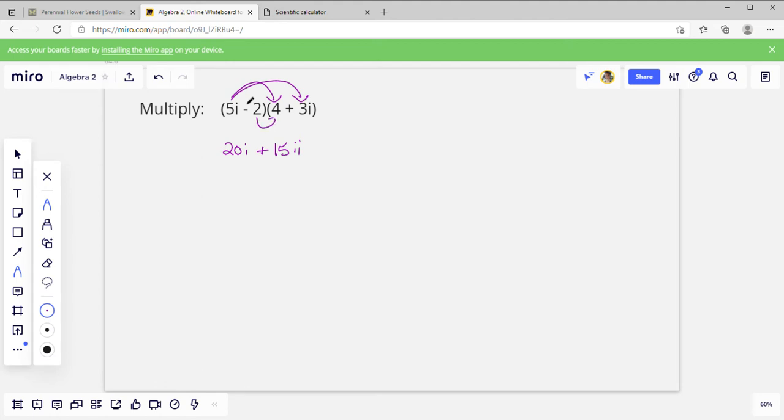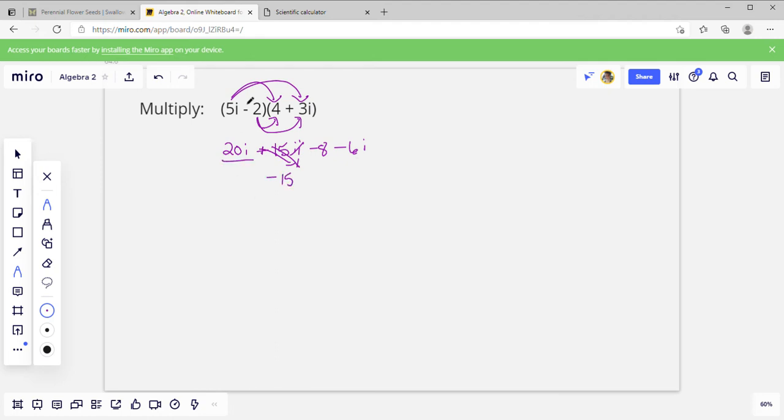Alright, and 2 times 4 would be 8, and that would be negative 8. And then 2 times 3 would be 6i. Actually, I'm going to write this right here. 2 times 3 is negative 6i. Alright, both of these are going to be negative 1, so that would make that be negative 15.